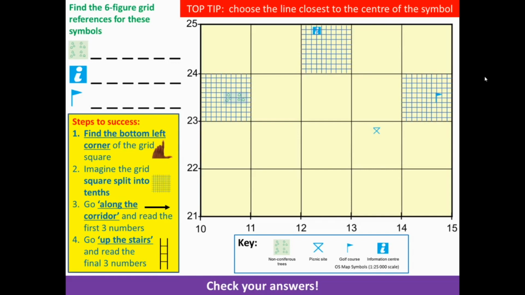So how did you get on? Time to check the answers. So let's start with the non-coniferous trees. So here's the grid square that you need.